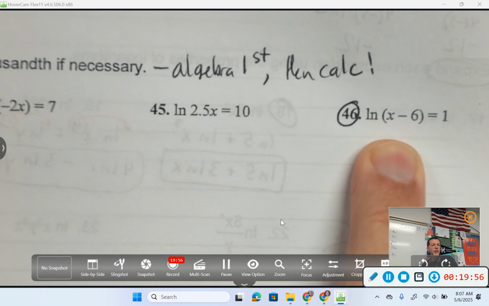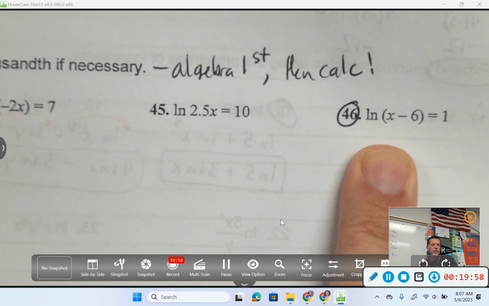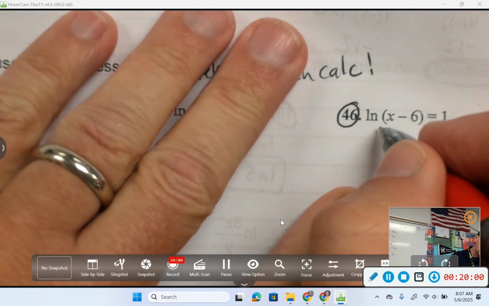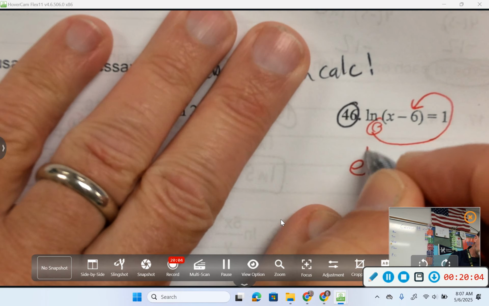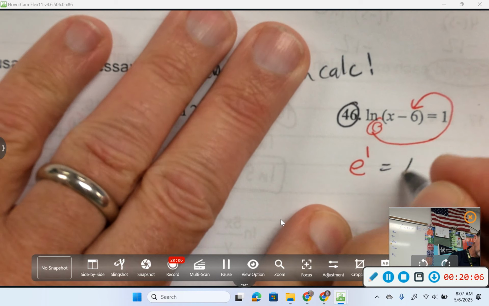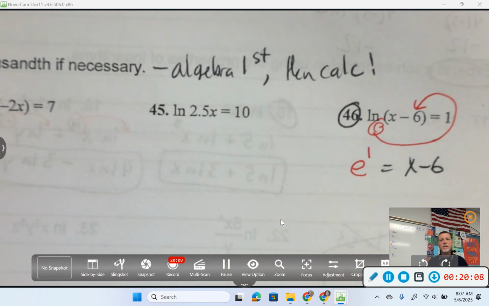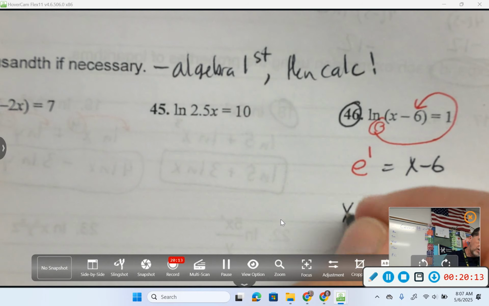Okay, get x by itself. What could I do to get x by itself? Do the fishhook thing. e to the first equals x minus 6. And now that's an easy problem. I just add 6 to both sides.